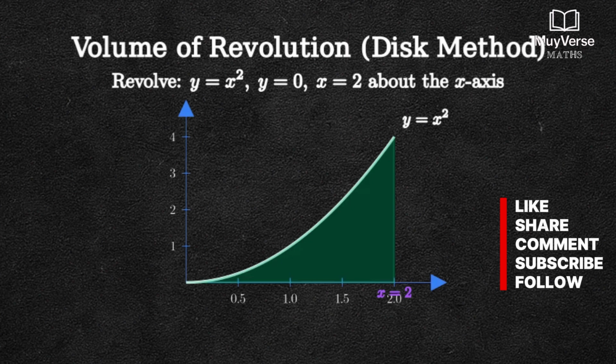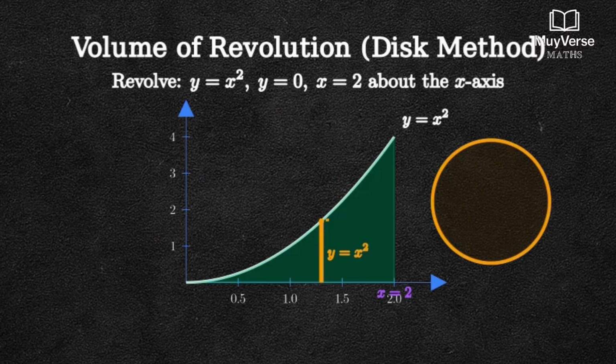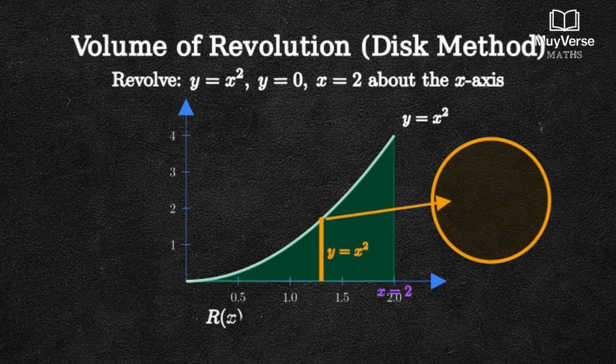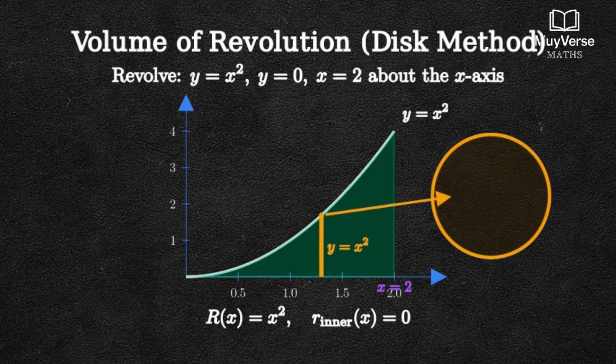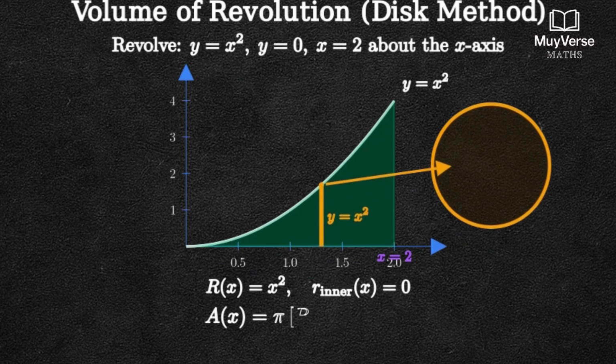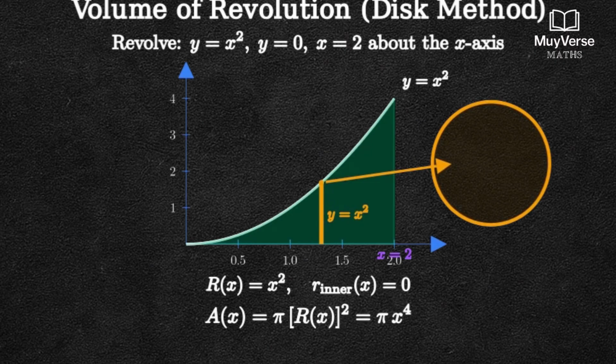Step 2. Set up a typical cross-section. At some x value, take a thin slice perpendicular to the x-axis. Its height is y, which equals x squared. When the slice revolves around the x-axis, it forms a solid disk. So the radius r of the disk at position x equals x squared, and the inner radius is 0. The area of that disk is pi times r squared, which becomes pi times x to the fourth. We will use this cross-sectional area in our volume integral.